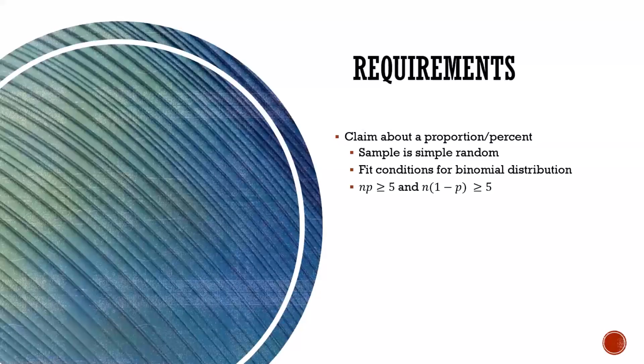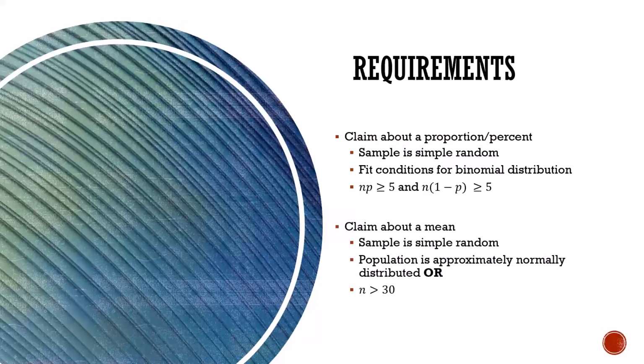Okay, requirements. So for proportion, simple random, np is greater than 5, and n times (1 minus p), what's another name that we've used for 1 minus p? q. Both are greater than 5. That just basically means, if it's a proportion, like if I want to see what proportion of people prefer vanilla to chocolate, I need at least 5 who do and 5 who don't, right? If you have any large sample size, you're probably going to have this. Claim about a mean, we just said this, right? Greater than 30 or normally distributed.